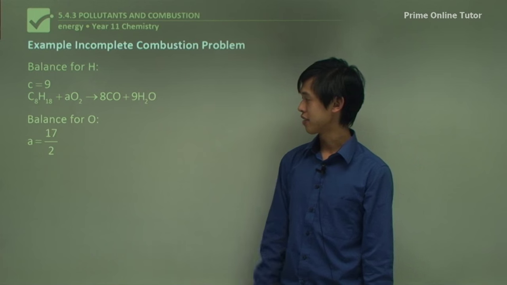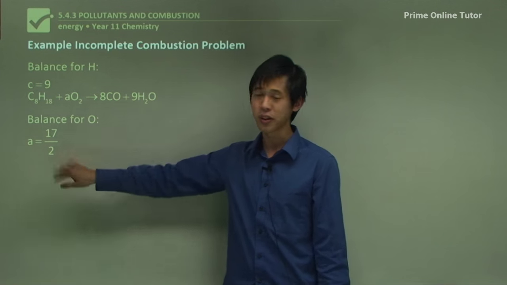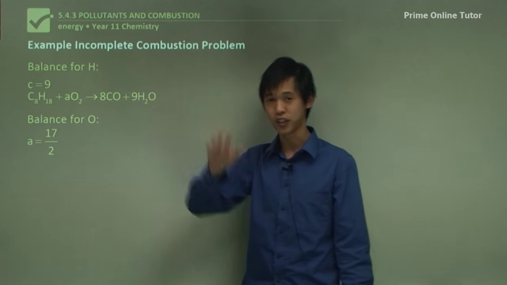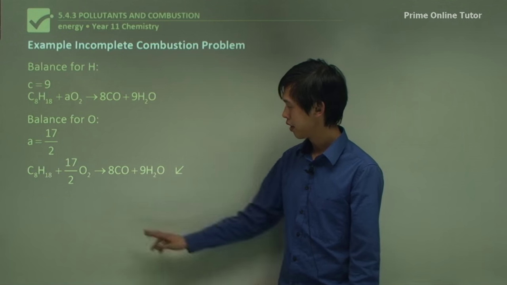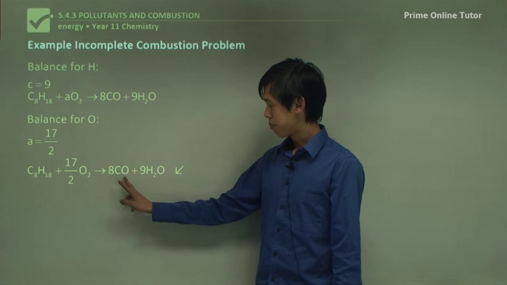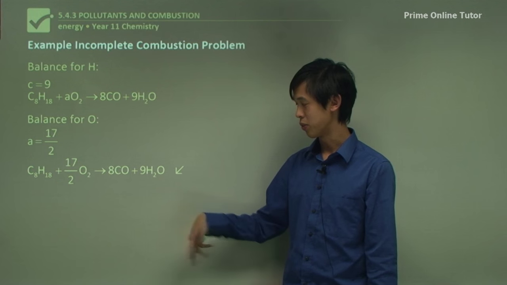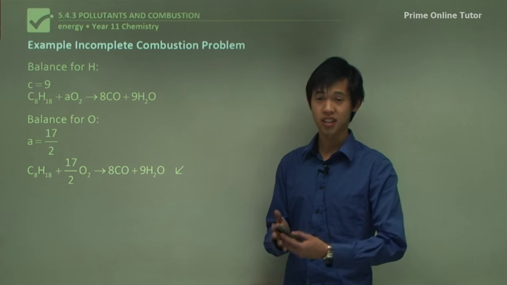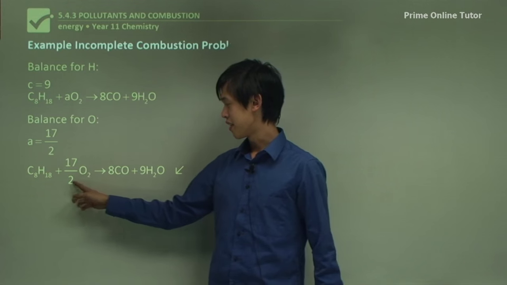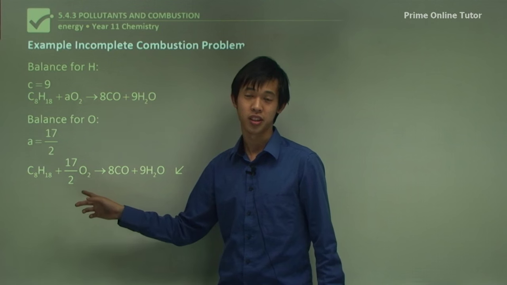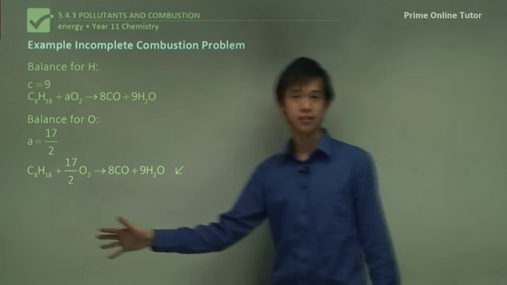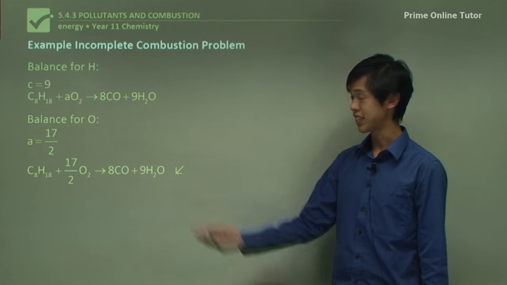And then we balance finally for oxygen. And remembering we can use fractional coefficients, that's fine. So there's 8 times 1, which is 8, plus 9 times 1, which is 9. When you add them together, that's 17. And then 17 over 2 times 2 is 17. So you've got 17 on both sides. Okay, and that's how you balance it.